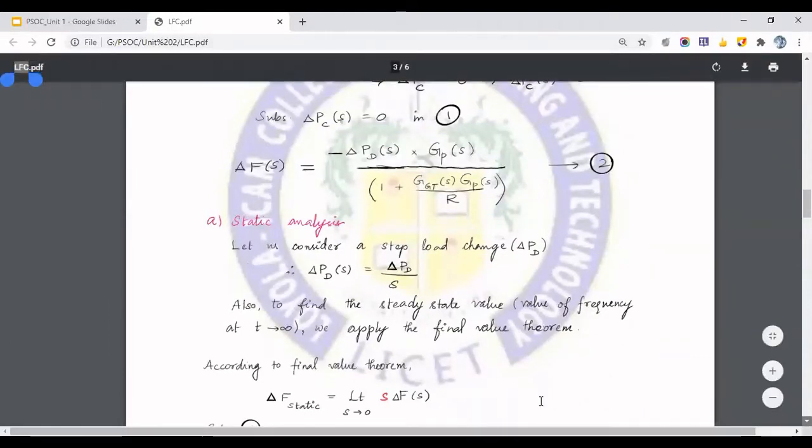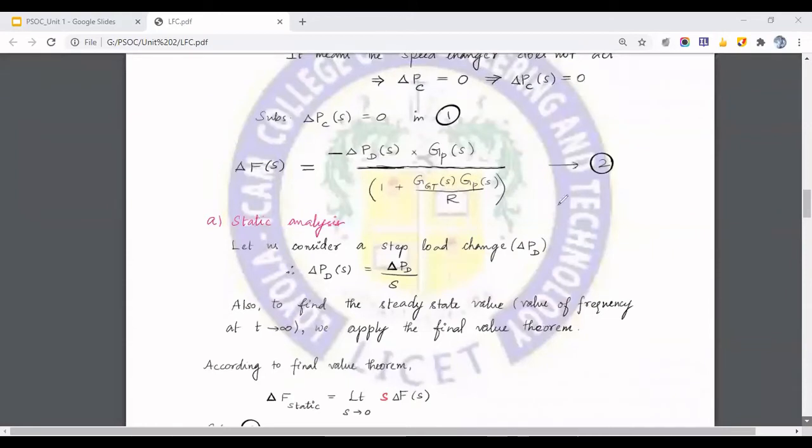Let me quickly substitute the values of Gp and Gt of S. We have delta F of S equal to minus Pd of S into Kp divided by 1 plus STP, divided by 1 plus, in place of Gt of S, I substitute Kg Kt divided by 1 plus STg into 1 plus STT, and in place of Gp of S, I substitute Kp divided by 1 plus STP into 1 by R, with R in the denominator.